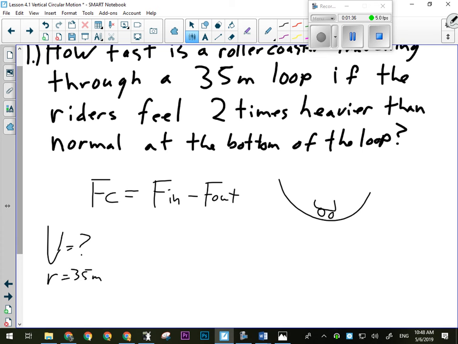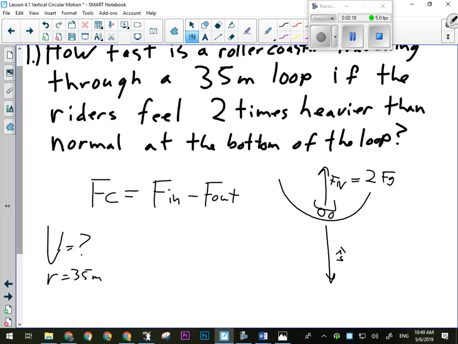What are the forces here? Gravity and normal force, right? So gravity is acting out of the circle. Normal force is acting into the circle. Which force are they telling me in this question? Yeah, they're telling me the normal force. I can calculate gravity, but they're telling me the normal force is 2 times heavier than normal. What's normal? Gravity, right? So if I'm looking at this, Fn is 2 times what I would normally feel, 2Fg. Everyone with me on that?